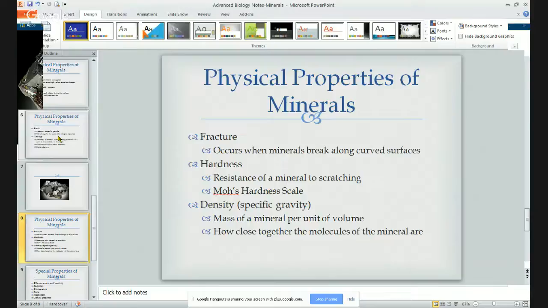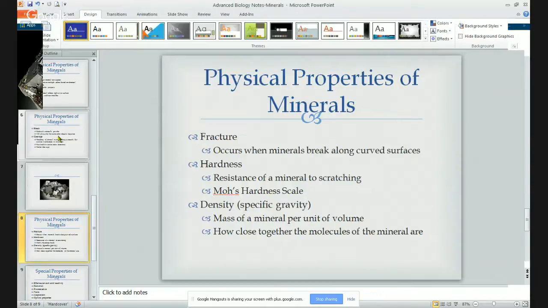Another physical property of minerals is hardness, so how hard they are. We measure this using a specific scale called the Mohs hardness scale. It's a scale from 1 to 10, 10 being the hardest, 1 being the softest mineral. The softest minerals you can generally scratch with your fingernail, and you'll be able to scratch them into a powder form. The hardest ones you won't be able to scratch at all unless you scratch them with itself.